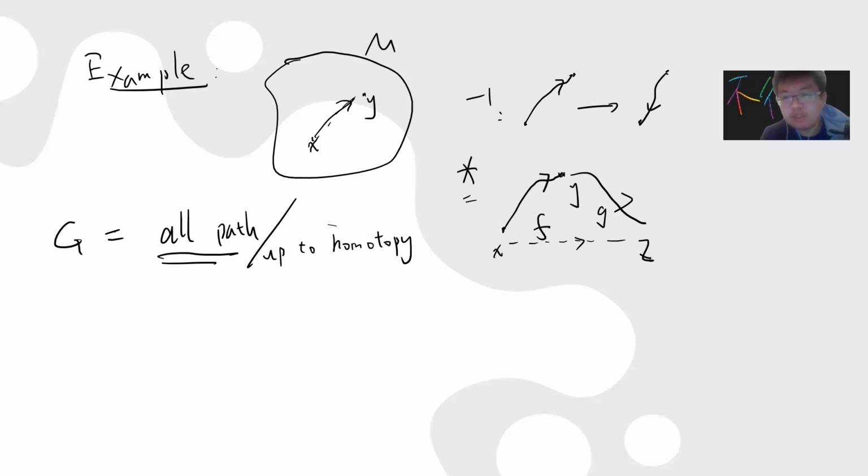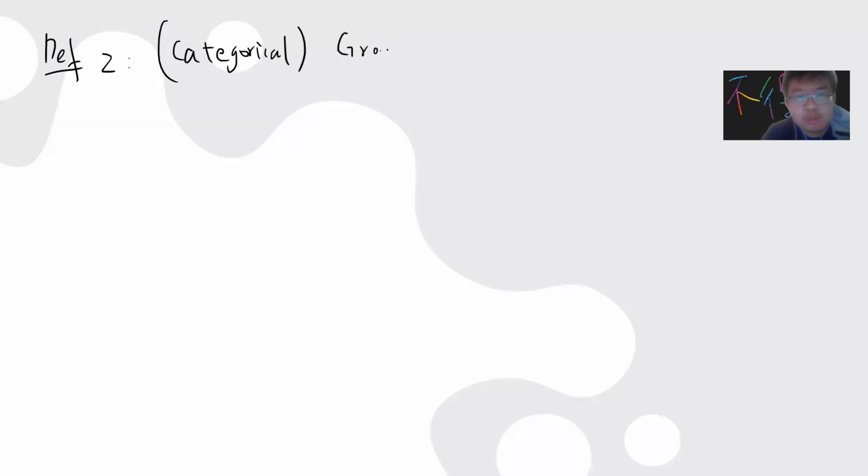Up to now we haven't seen what the relation is between a group and a groupoid. Okay, so now let me give you the second definition, and we will prove that actually they are the same. Okay, so this is the categorical definition for a groupoid.